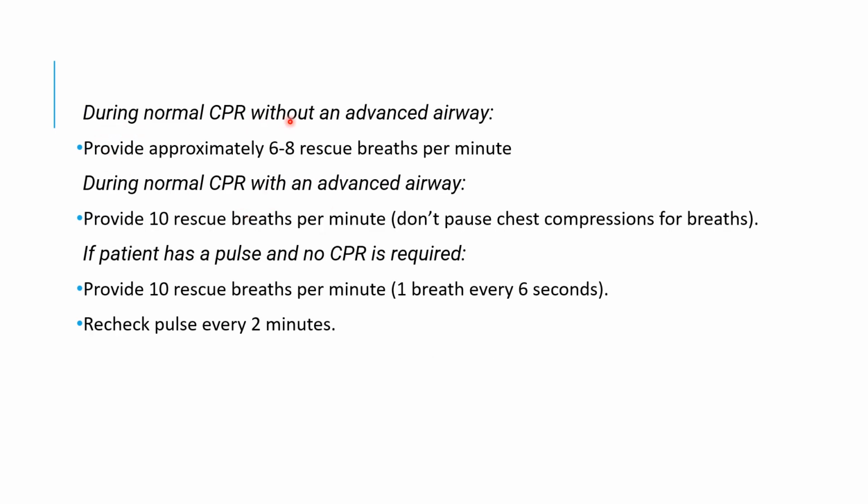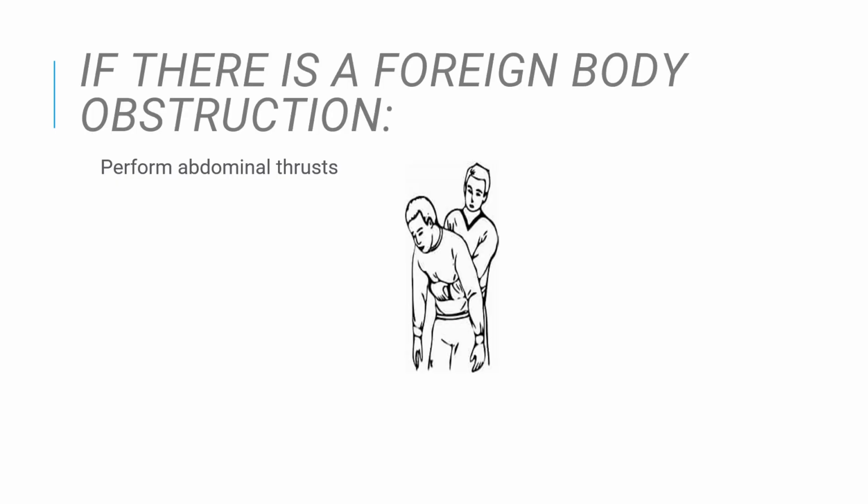During normal CPR without an advanced airway, provide approximately 6 to 8 rescue breaths per minute. During normal CPR with an advanced airway, provide 10 rescue breaths per minute. Don't pause chest compressions for breaths. If the patient has a pulse and no CPR is required, provide 10 rescue breaths per minute, 1 breath every 6 seconds. Recheck pulse every 2 minutes. If there is a foreign body obstruction, perform abdominal thrusts.